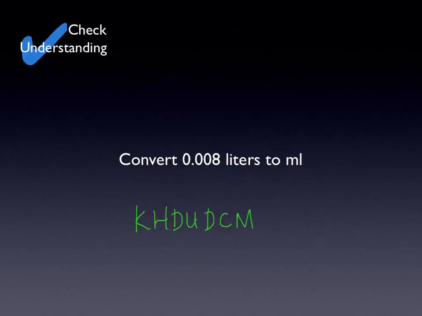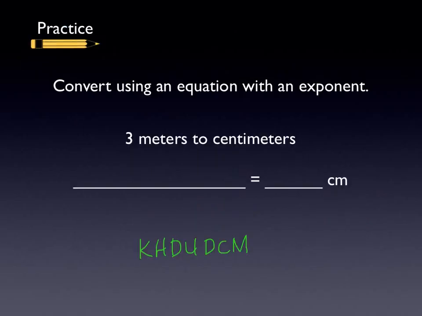All right, we're going to go from liters now to milliliters. 1, 2, 3. And we're going to take our number and also go to the right. 1, 2, 3. So 8,000 liters is the same as 8 milliliters.